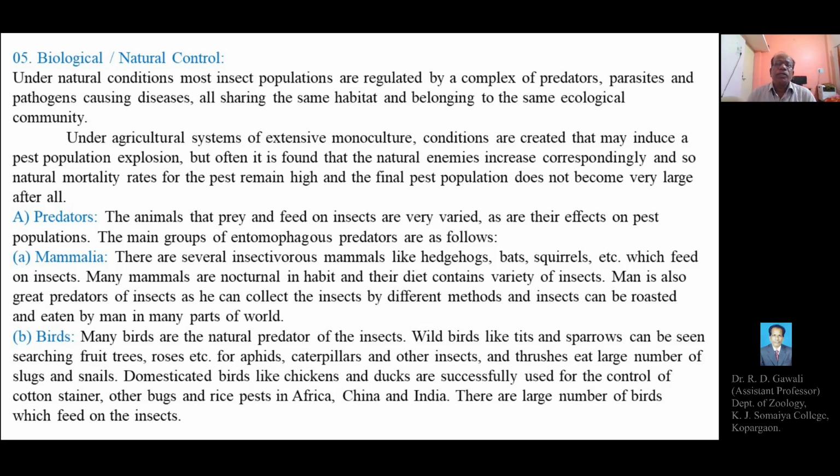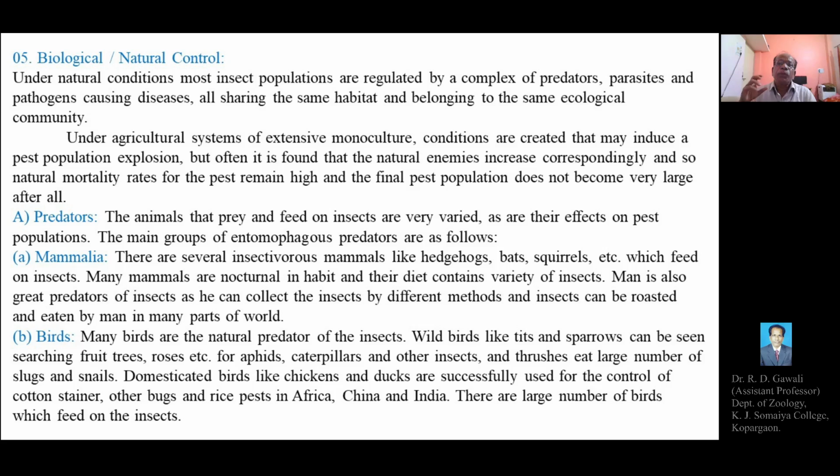Under agricultural systems of extensive monoculture, that is crop cultivation, where a particular type of crop is grown or cultivated in the field on a large area, conditions are created that may induce a pest population explosion. This means the same type of pest can be multiplied in vast numbers, increasing the pest population to reach the maximum number, called population explosion.